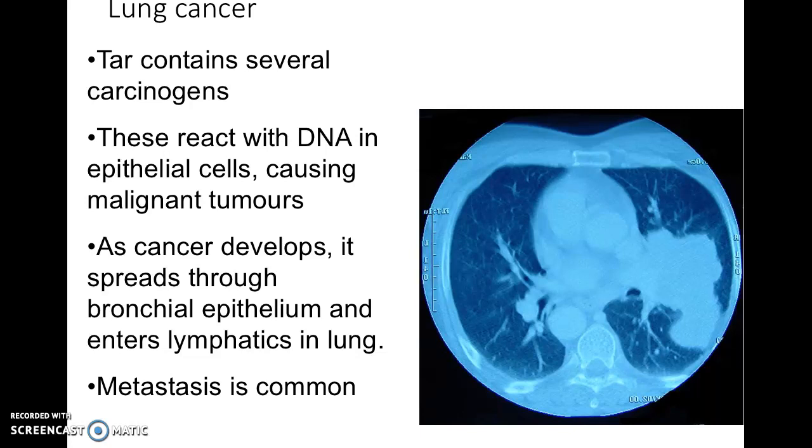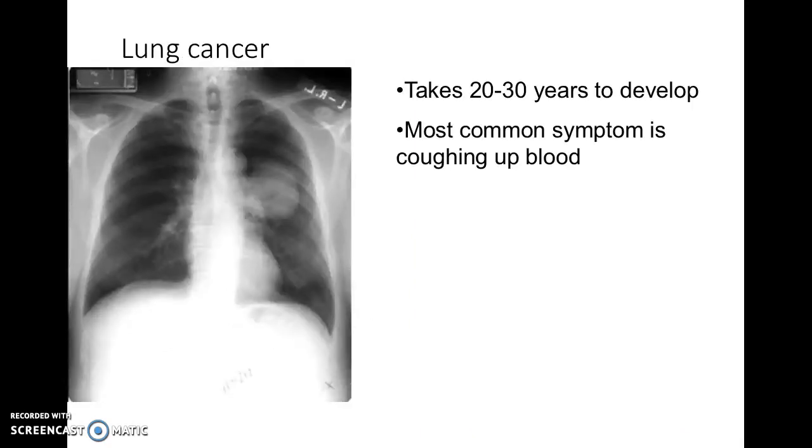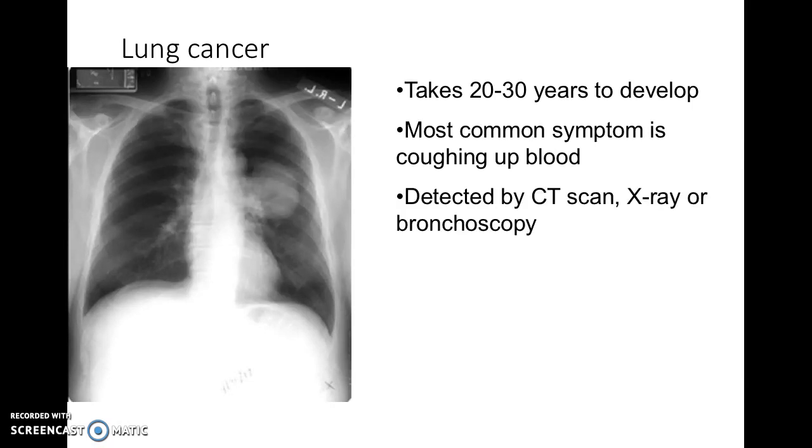Metastasis can occur, and that's usually the spreading of the cancer from one area to another, as we talked about months ago. It can take 20 to 30 years to develop. Most common symptoms actually involve coughing up blood. It can be detected by CT scans or X-rays or a bronchoscopy, where they shove a scope down your trachea and check out your bronchus.